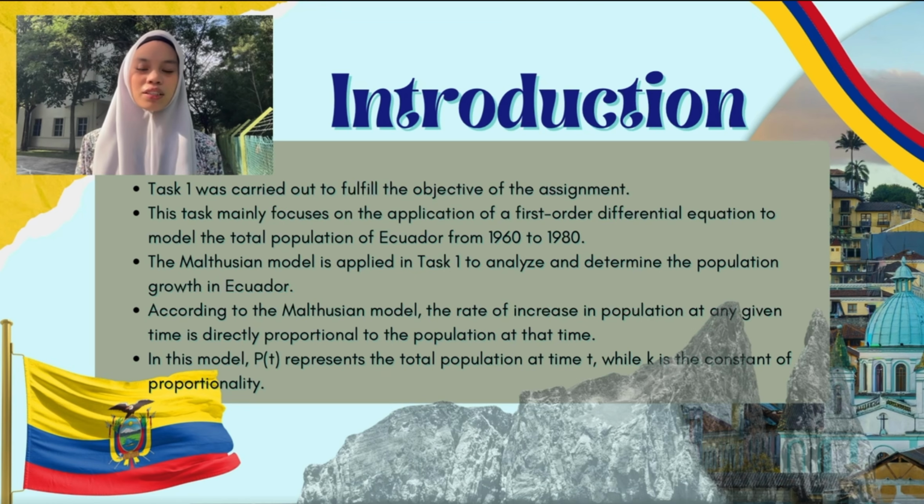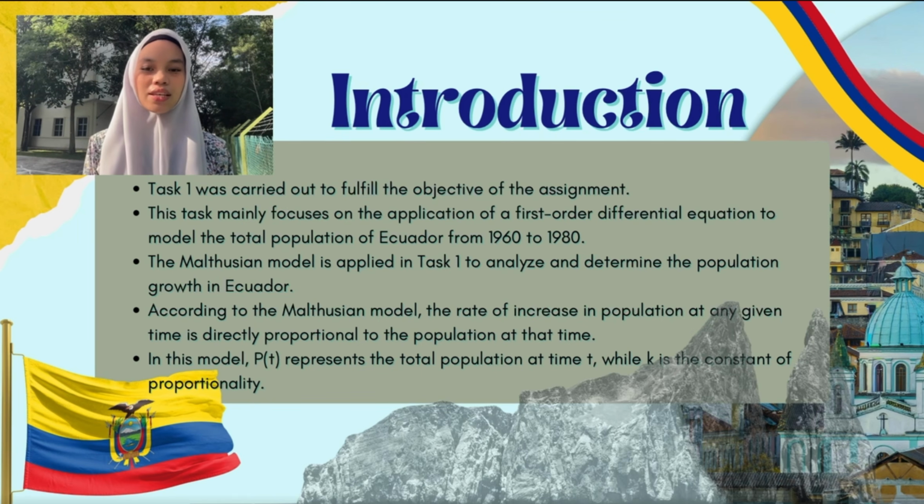The Malthusian model assumes that the rate of change of the population is directly proportional to the population at any given time. This means that as the population increases, the growth rate also increases accordingly. This relationship can be expressed mathematically as dP/dt = kP, where P(t) represents the total population at time t and k is the constant of proportionality.